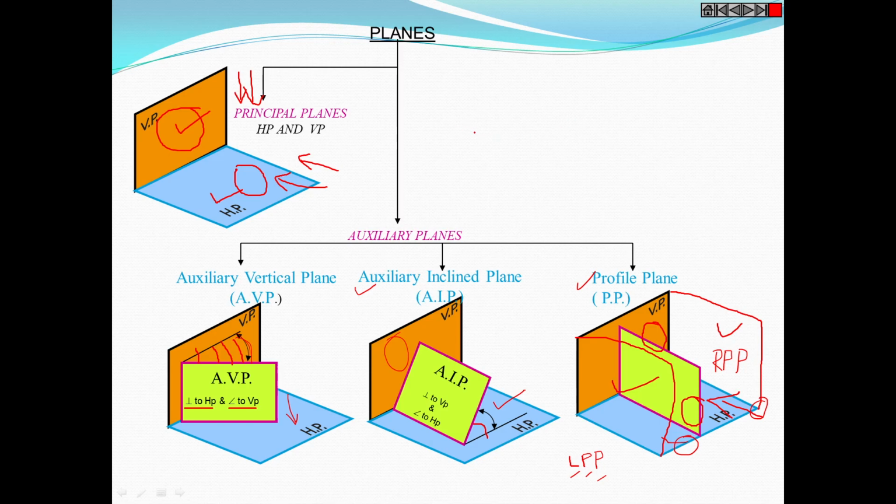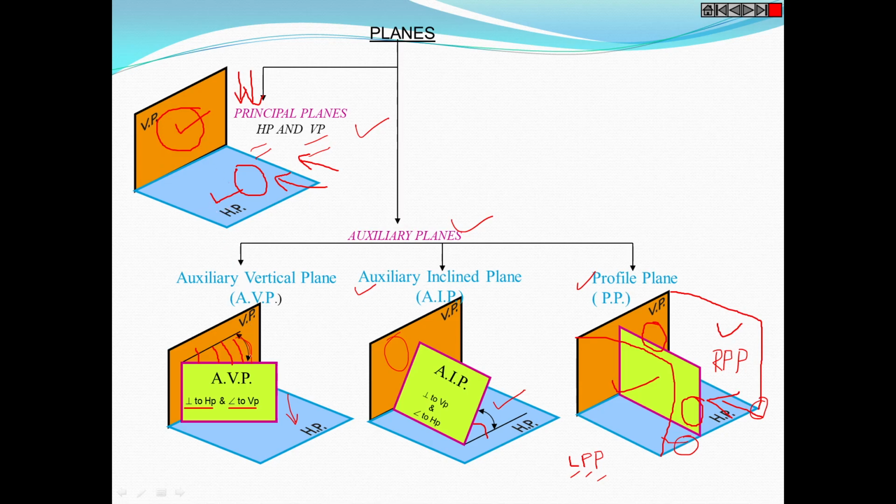So we have two types of planes: principal planes and auxiliary planes. With principal planes, on the HP we get the top view, and on the VP we get the front view. We are looking from the front and we get the projection on the vertical plane. If we are looking from the top, we get the projections on the horizontal plane. On this side the plane is perpendicular to the vertical plane as well as the horizontal plane. This is called the RPP, the right profile plane. On this side we get the left profile plane.